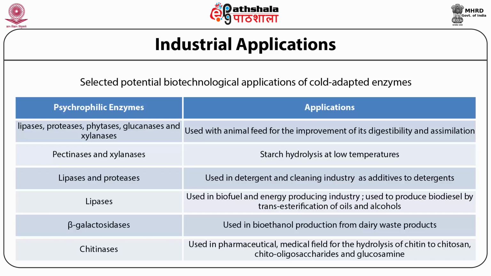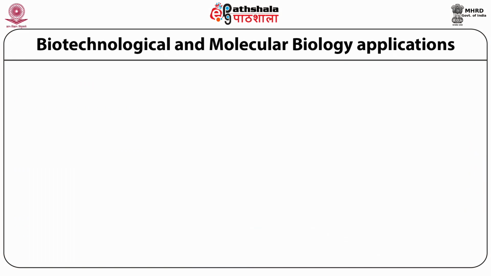Lipases, on the other hand, are used in the biofuel and energy producing industry. They are used to produce biodiesel by trans-esterification of oils and alcohols. Then beta-galactosidases are used for the production of bioethanol from dairy waste products. And chitinases, we know, are used in pharmaceuticals and the medical field for the hydrolysis of chitin to chitosan, chitooligosaccharides, and glucosamine. These psychrophilic enzymes have tremendous application in the biotechnological and molecular biology fields.